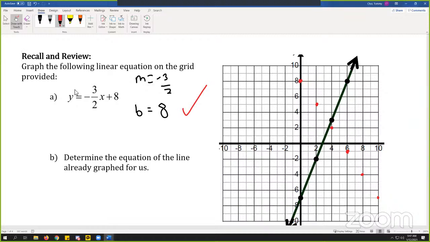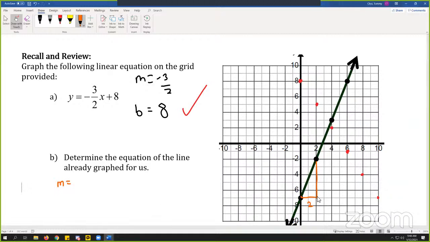The second part says determine the equation of the line already graphed for us. So this is something we've done already, but let's review. So this was 3.1. We pick any 2 points. We could pick like here and here, but let's make it easier. We're going to pick 2 close points. We're going to draw our 90-degree triangle here, and my hand is really shaky. Okay. And then we're going to do our rise over run. So we're going to solve for our slope here.